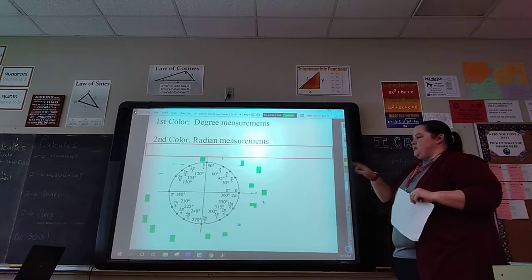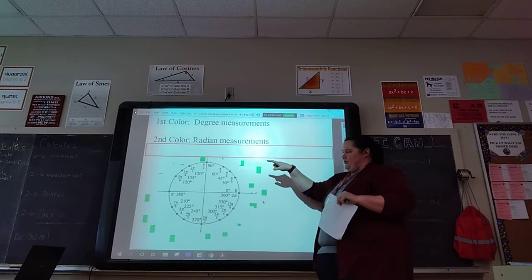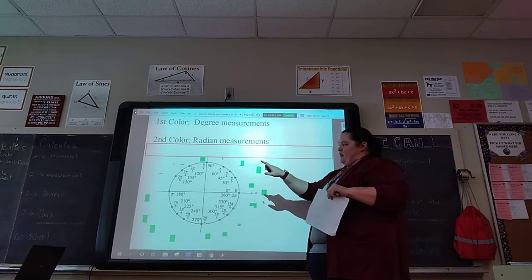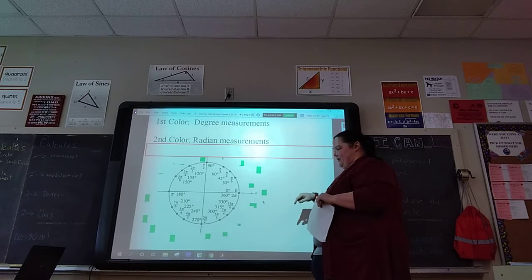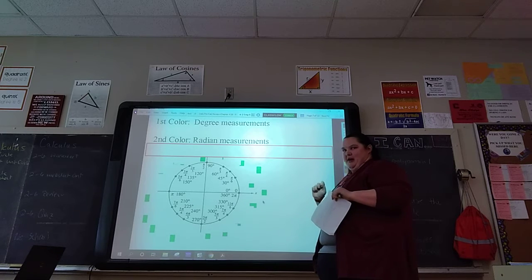So you had pi over 6, pi over 4, pi over 3, pi over 2, then 2 pi over 3, 3 pi over 4, 5 pi over 6, then pi, and 7 pi over 6, 5 pi over 4, 4 pi over 3, 3 pi over 2, 5 pi over 3, 7 pi over 4, 11 pi over 6, and then 2 pi.